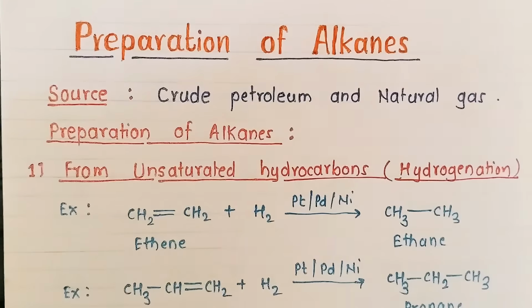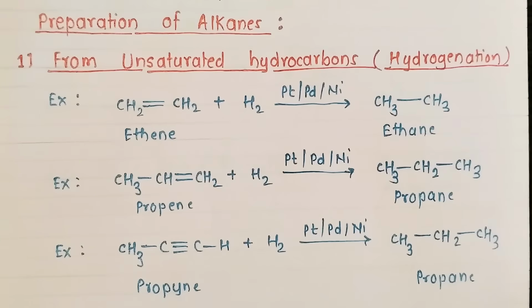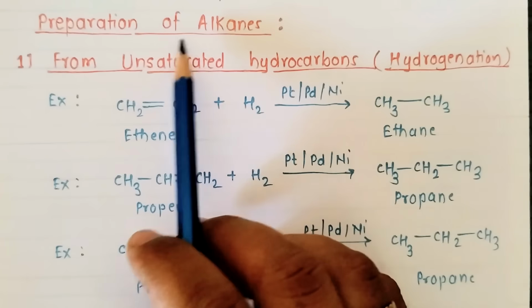When dead plants buried under the earth billions of years ago got converted into crude oil under high temperature and pressure conditions, alkanes are obtained by fractional distillation of this crude oil in oil refineries. So this is an industrial source of alkanes. Now we understand some preparation methods of alkanes.